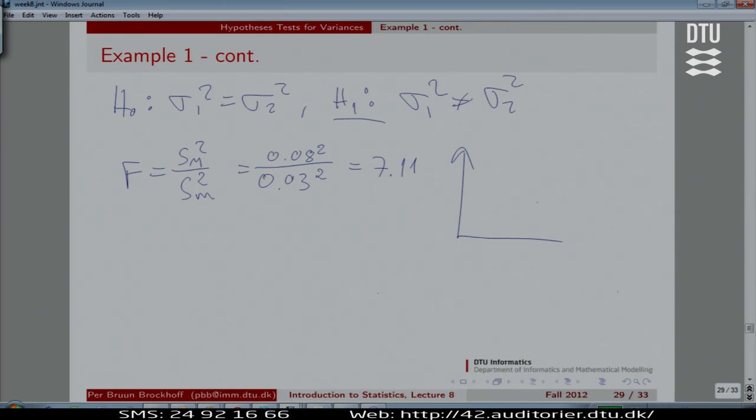Let's try to find out about this. Could we find a p-value? Could we find a critical value? We could also go for the critical value. What is the limit here?